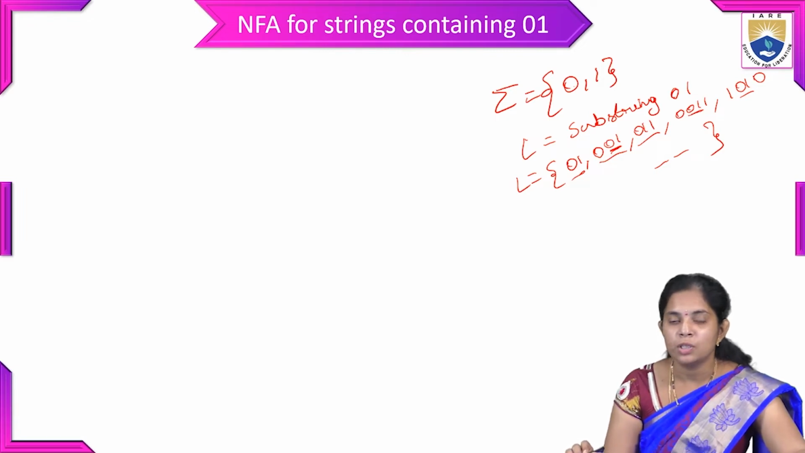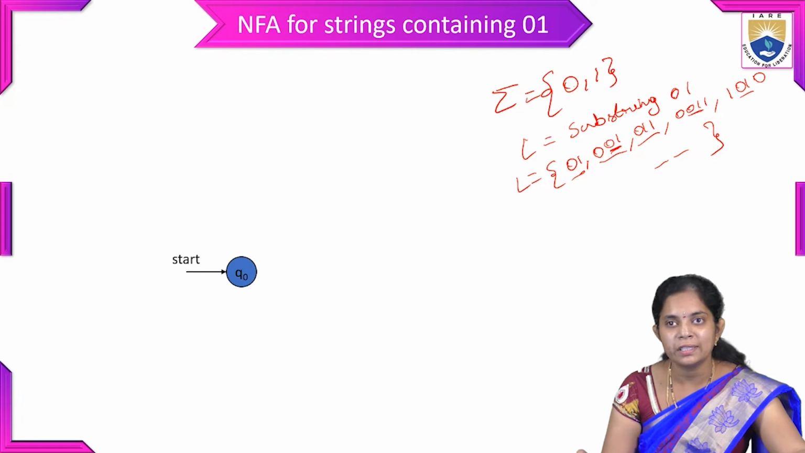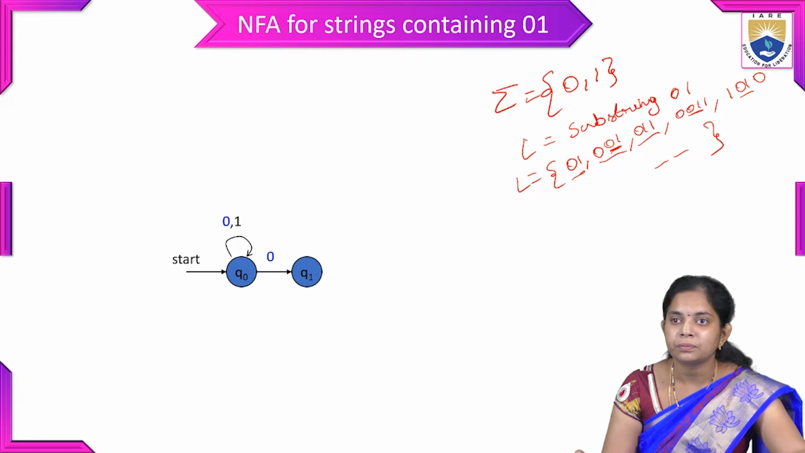So how to construct an NFA? The first step is to start with the starting state. Here is the starting state. We are representing Q naught as the starting state, and next we have to write the minimum length, which is 0, 1. So we have to represent it with 3 states.